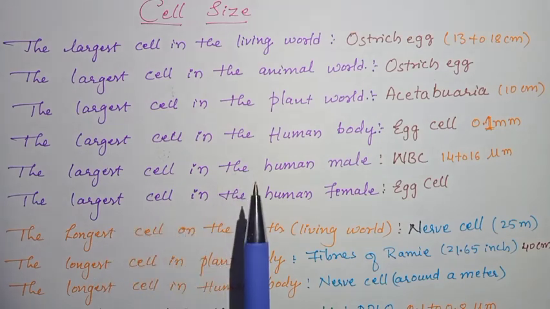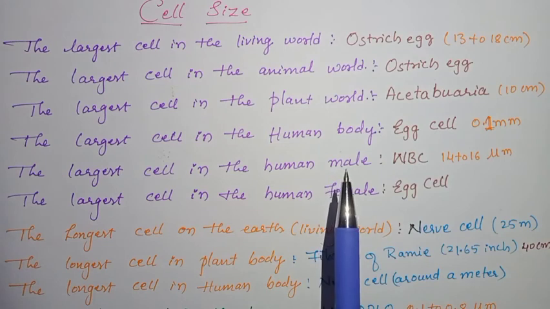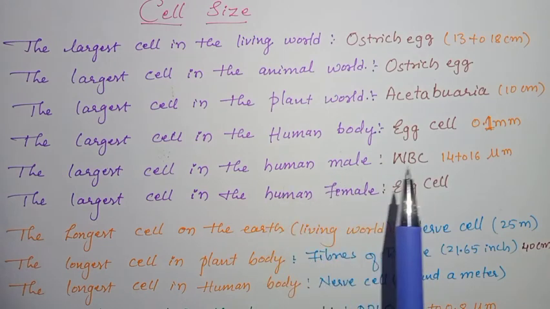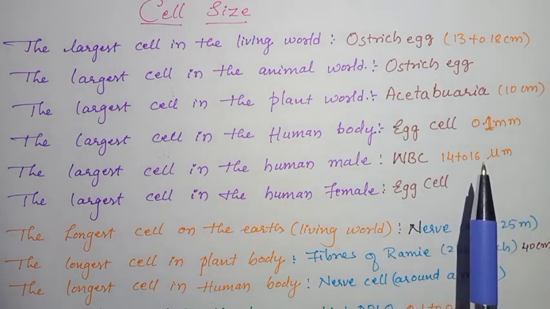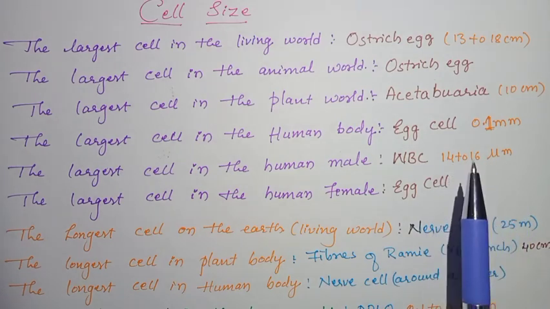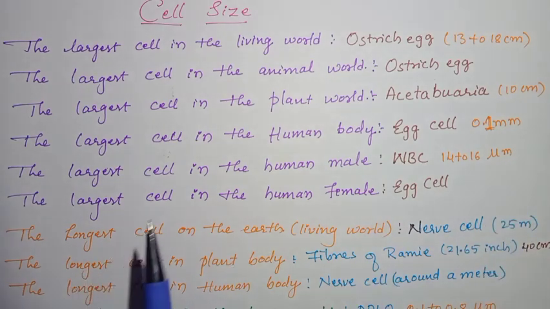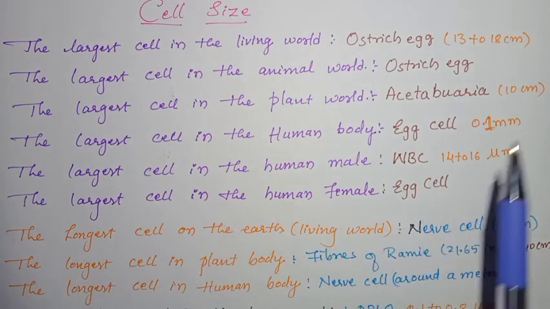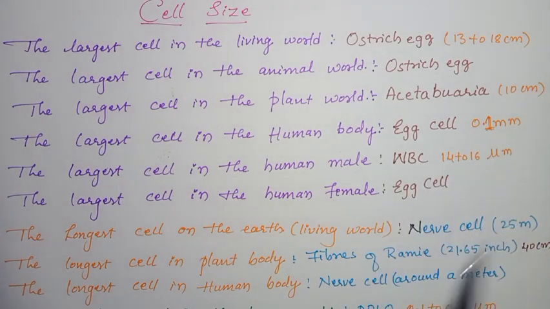But the largest cell in the human male, because the egg cell is not present in the male, is the WBC, which is about 14 to 16 micrometer in length. Whereas the largest cell in the human female is again the egg cell, which is about 0.1 millimeter in size.